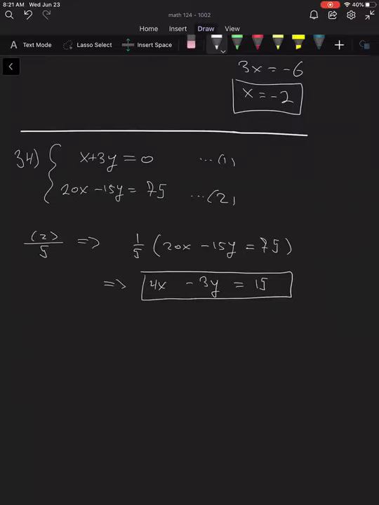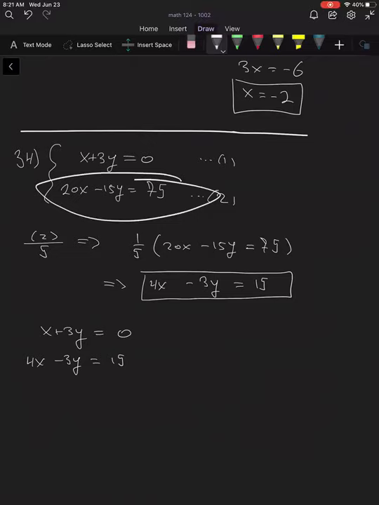So our first equation was up here, x plus 3y is equal to 0. And this new equation we just came up with, 4x minus 3y is equal to 15. So what we were able to do is take this equation, divide it by 5, which is this equation right here. But then that allows us to have a 3 here and a -3 here. So we can just add these two equations together, and then those y's are going to cancel.